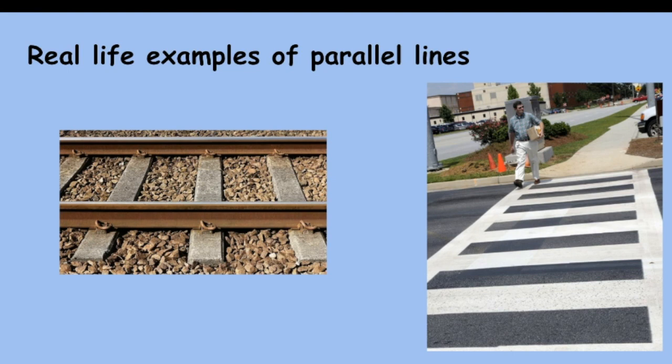Did you know that there are real-life examples of parallel lines all around you? Train tracks, for instance, are parallel lines. They have parallel lines going horizontally and parallel lines going vertically across. Also, have you seen one of these crosswalks whenever you're crossing the street? It has parallel lines as well. How many parallel lines do you see here? Count them. Can you think of any other parallel lines that you have seen in real life?